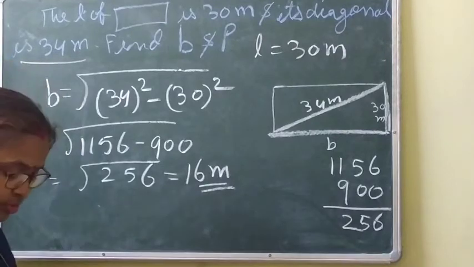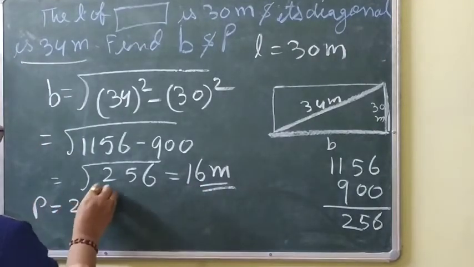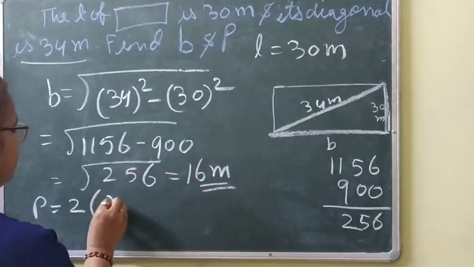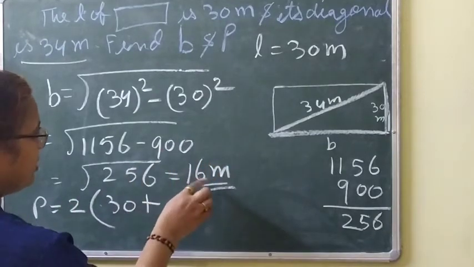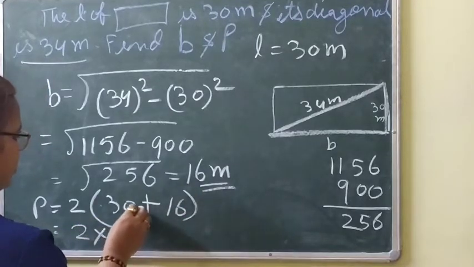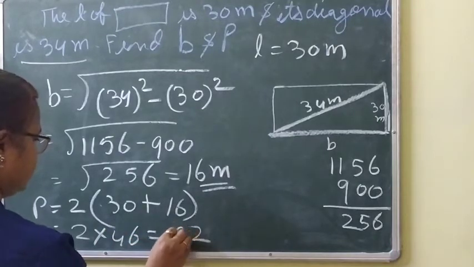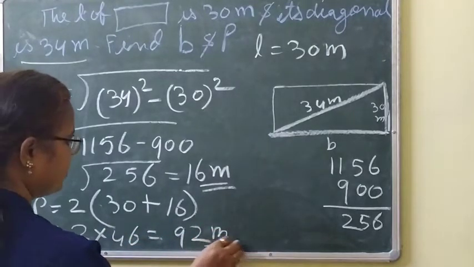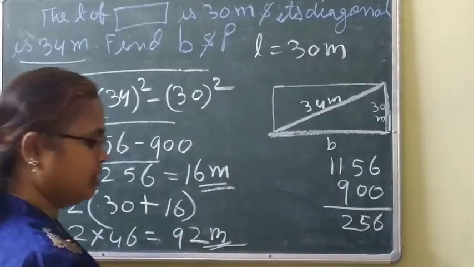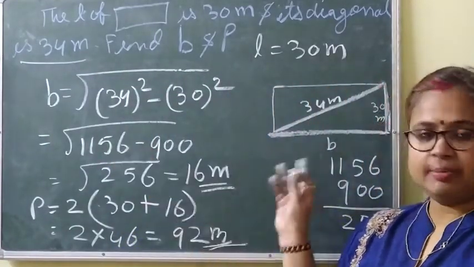Now we have to find out what? We have to find out the perimeter. So perimeter is equal to 2 into L plus B. L is what here? 30. Plus B is what here? 16. Okay. So we can write 2 into, add this one, 46, 92 meter. So this will be the perimeter.